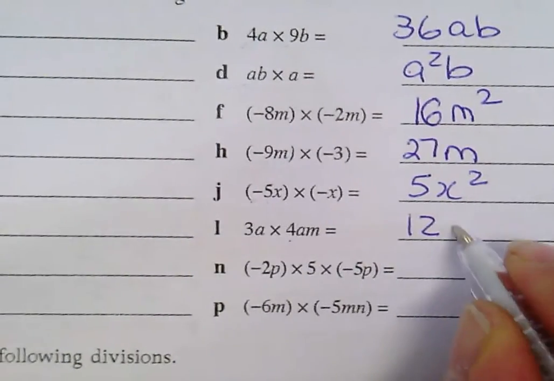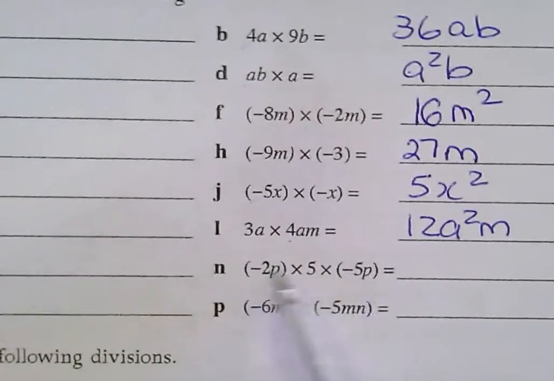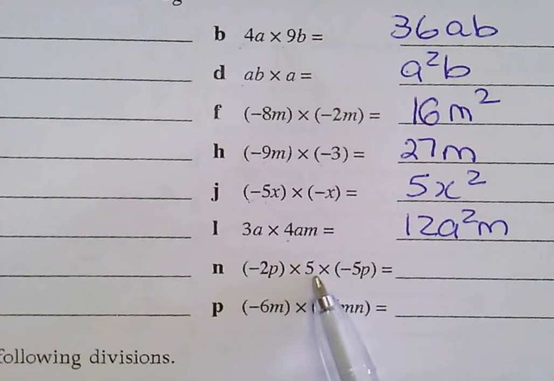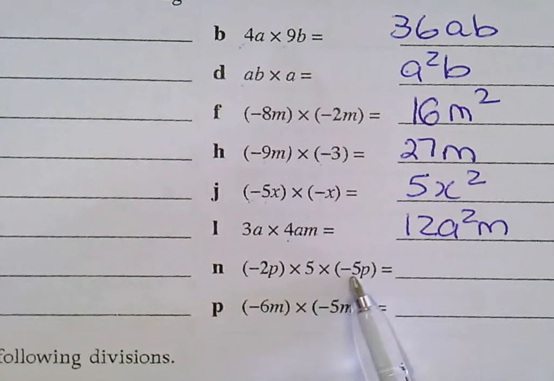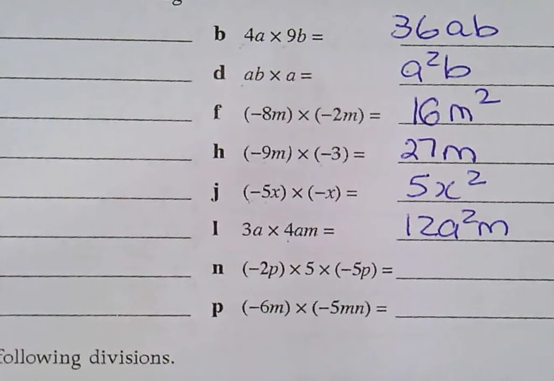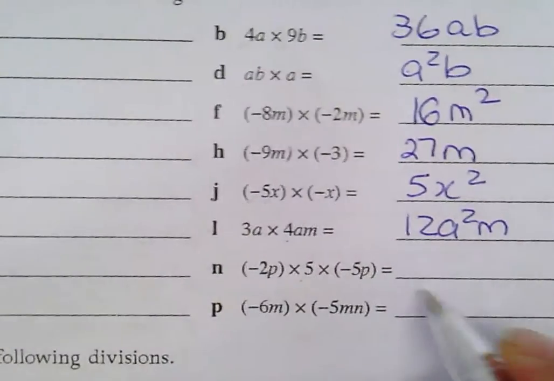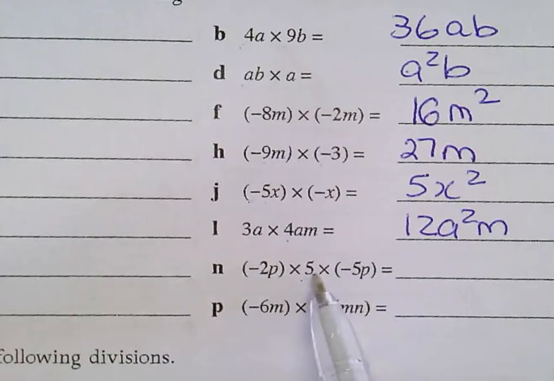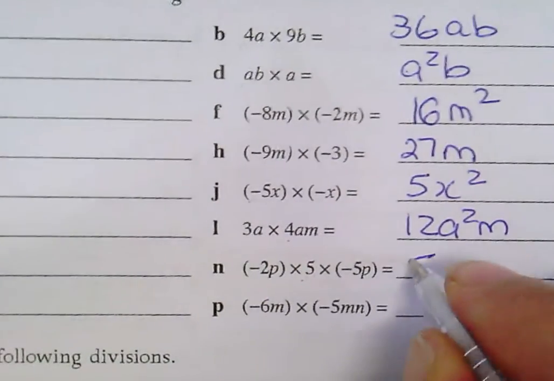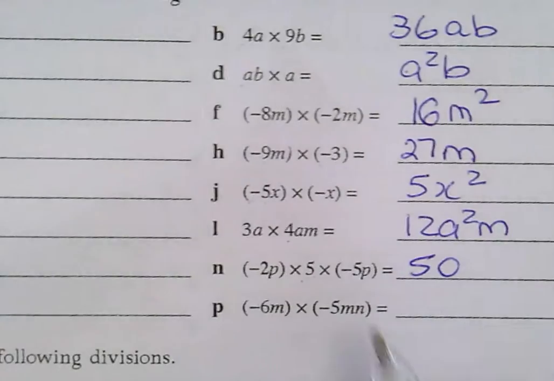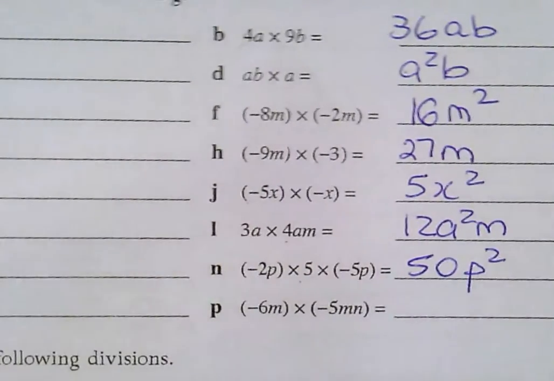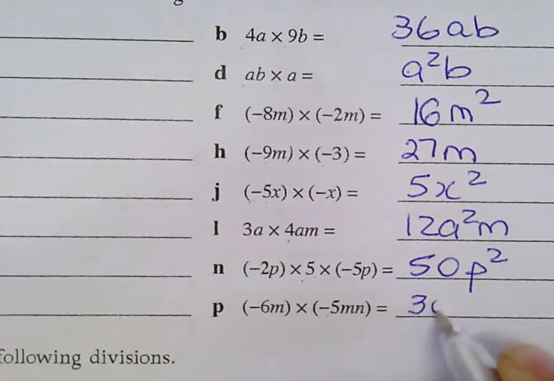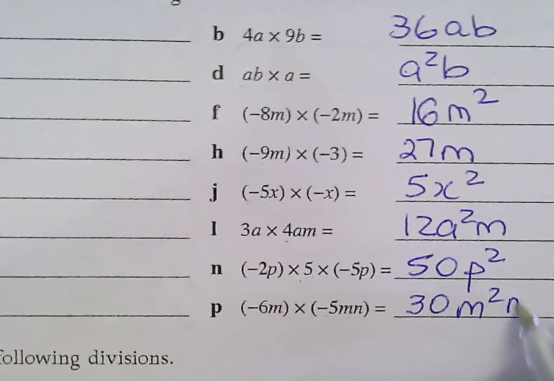So girls, all right, before you even start, decide if your answer is going to be a negative or a positive. Positives don't change anything. Negative times a positive times a negative. What's a negative times a negative? Positive. Times another positive doesn't change. The answer's positive. Right, 2 times 5 times 5. 5 times 5 is 25, times 2 is 50. So girls, it's a positive. Yes. Good. What's a negative times a negative? Positive. So 6 times 5, 30, m squared, n. Next.